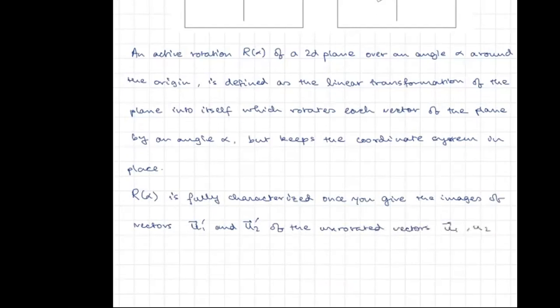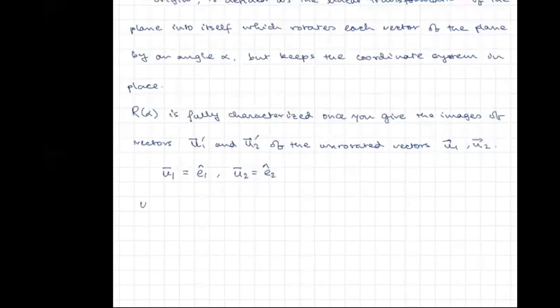Let's say for the moment that u1 and u2 are given by e1 cap and e2 cap. So u1 is equal to e1 cap, u2 is equal to e2 cap. The images of the vectors, rotated by an angle alpha, are u1 primed equal to e1 cos alpha plus e2 sine alpha, and u2 primed equal to minus e1 sine alpha plus e2 cos alpha. So these have been rotated by an angle alpha.